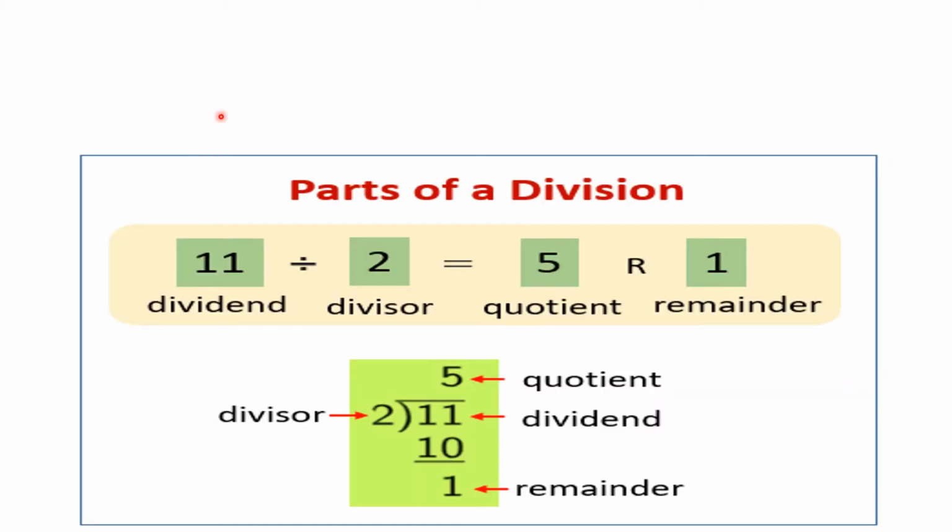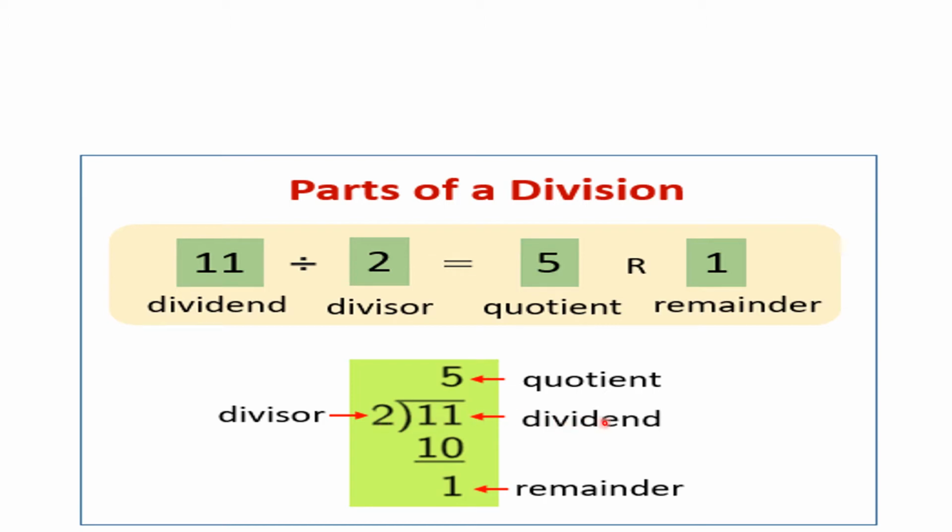What is division? Division is sharing equally or distributing equally. For example, see here 11 divided by 2. We have to divide 11 by 2. How can we do this? We will write the symbol of division, with 11 inside this symbol and 2 here.